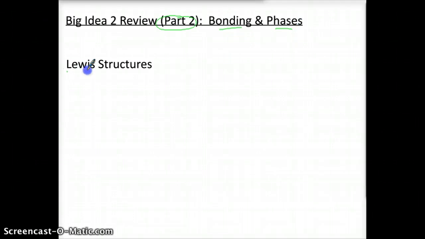So we first need to know about Lewis structures. So refresher, Lewis symbols, right? Sulfur would look like this. The 6 dots represent the 6 valence electrons in sulfur. And we know that these atoms are going to get together to satisfy the octet rule, to have a full valence shell, to form a compound.